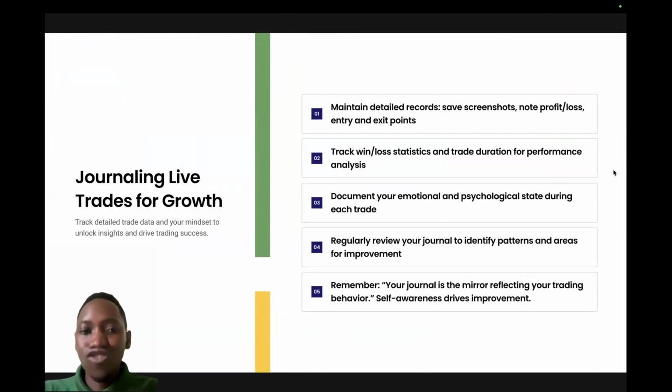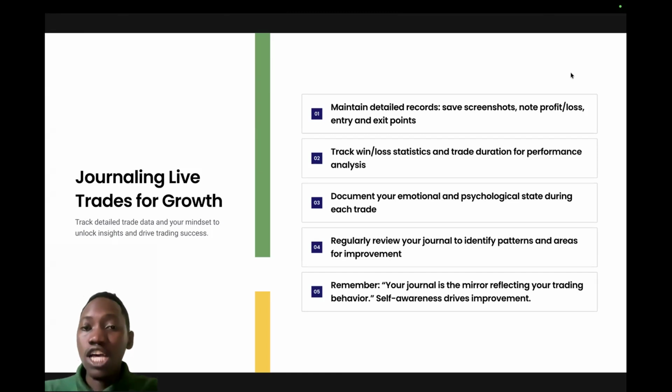Track detailed trade data. Track what you think. For example, you maintain a detailed record. Save your screenshots of a trade, note your profit and loss, note your entry points and your exit points. Track whether it was a win or a loss, the statistics, and the trade duration for performance. How long did it take to win or how long did it take to lose?